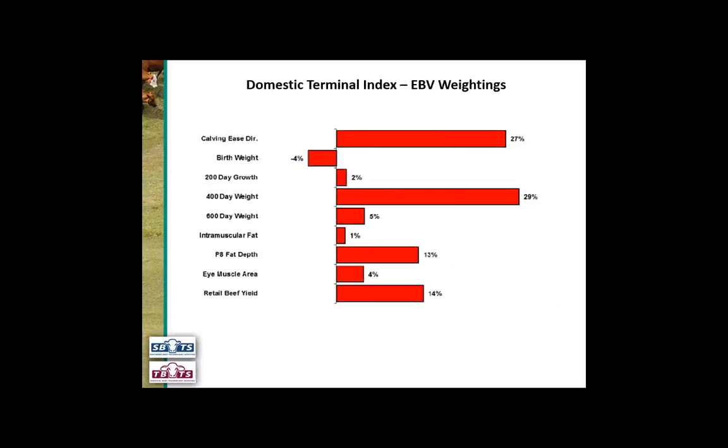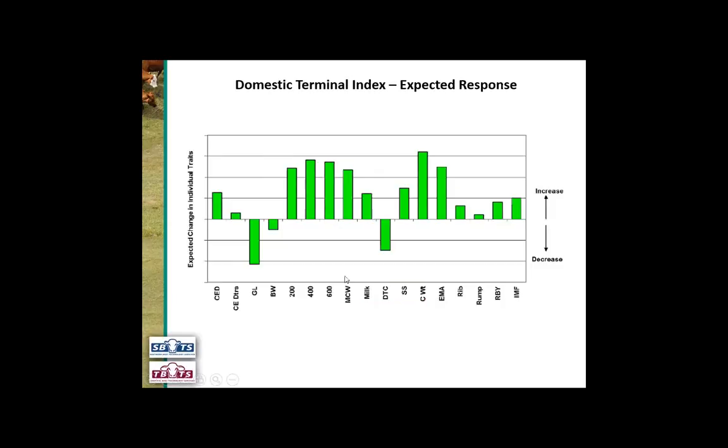So again, this is reflected in the EBV weightings. The relative influence is greatest on 400-day weight, closely followed by calving ease direct. We want to try and push birth weight down. Intramuscular fat has some influence. P8 fat depth is quite important. Retail beef yield is quite important, and eye muscle area is important as well.